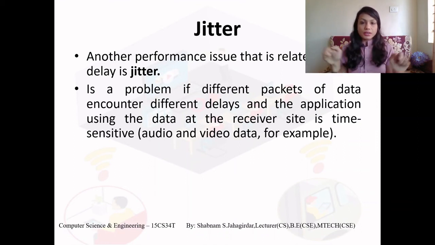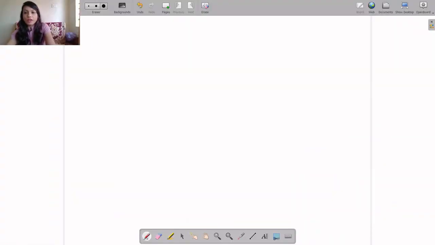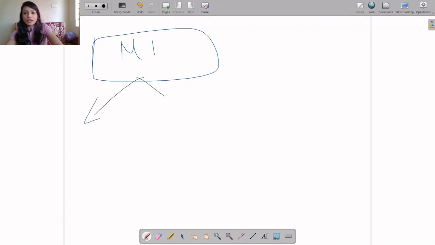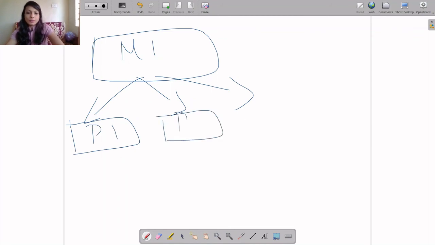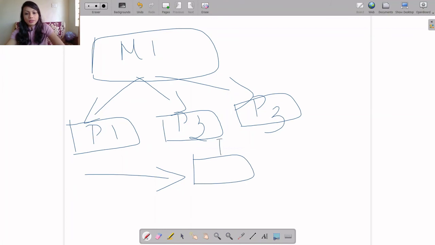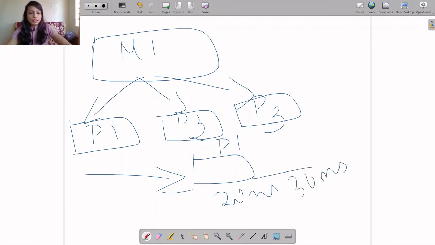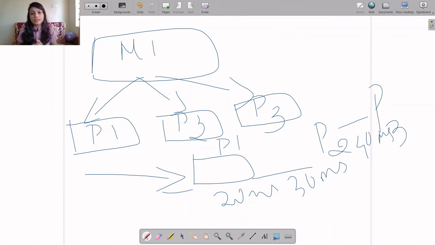Assume there is a big message, M1. Since it is very big, we divide it into packets, say P1, P2, P3. When you are sending, maybe the first packet P1 arrives with a delay of 20 milliseconds, then the next packet arrives after 30 milliseconds, and the next after 40 milliseconds. Then we see that there is a jitter.